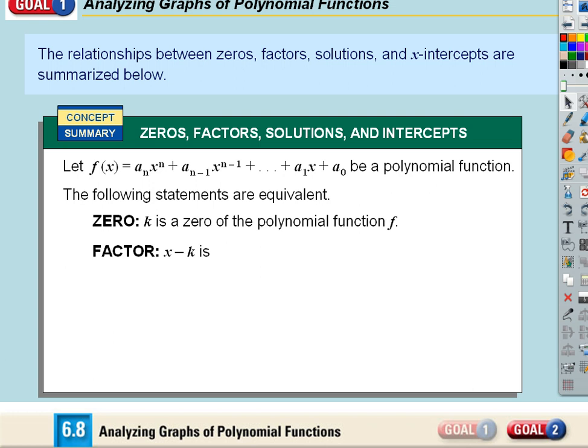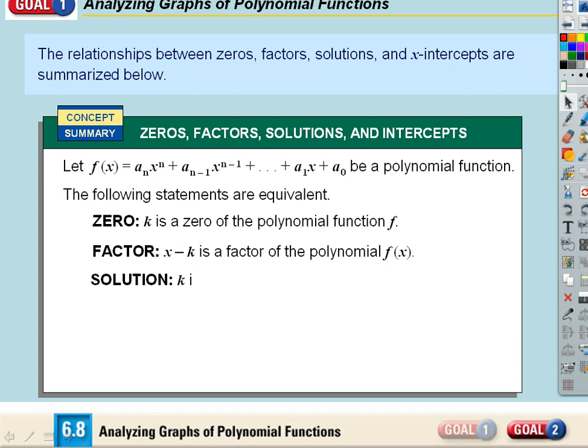So that's equivalent to saying that x minus k is a factor. We've dealt with that, right? We said if we have a zero, subtract that from x, and that's always the factor that goes with that zero. That's like saying k is a solution of the polynomial equation f of x equals 0. In other words, if we put k in for x, we get 0 back. That's what a zero means.